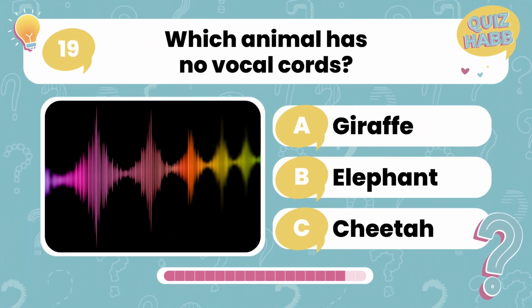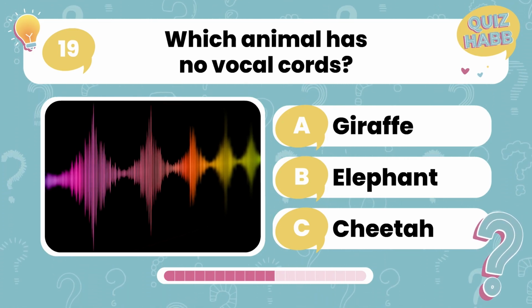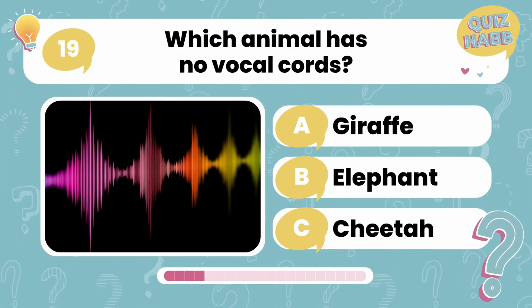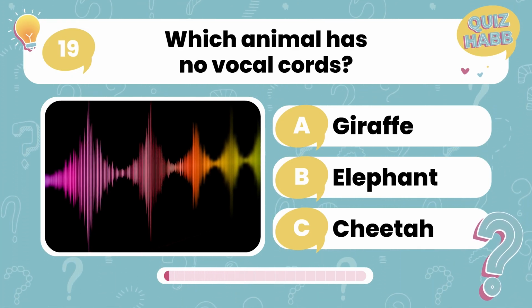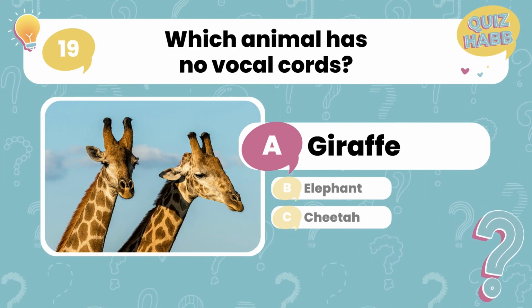Which animal has no vocal cords? A. Giraffe. B. Elephant. C. Cheetah. Correct answer, giraffe. It communicates through low frequency hums.